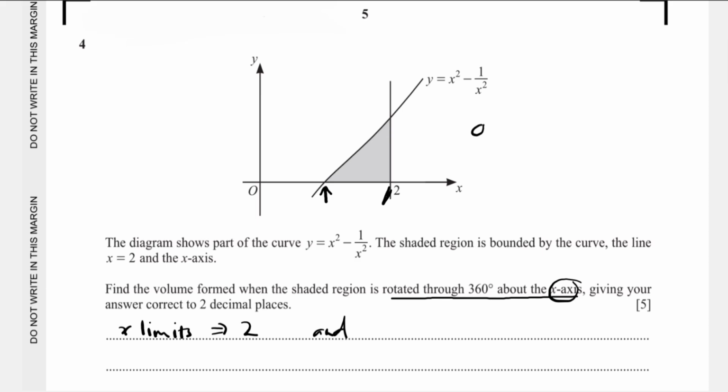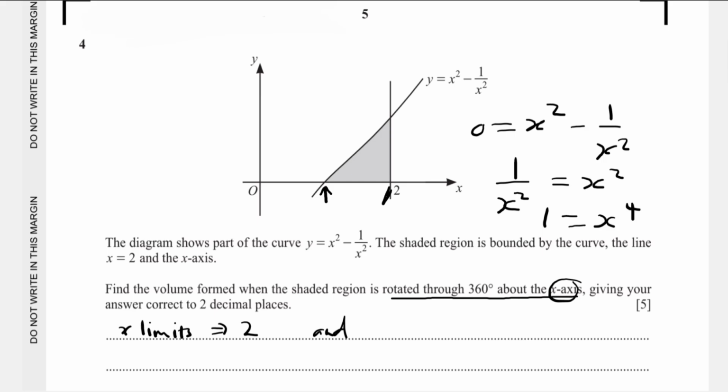So if we say y is 0 there, x squared minus 1 over x squared, right? 1 over x squared should be equal to x squared. Then 1 equals x to the power 4 by cross multiplying. Then we get our x equals 1. So 1 and 2, those are our x limits.